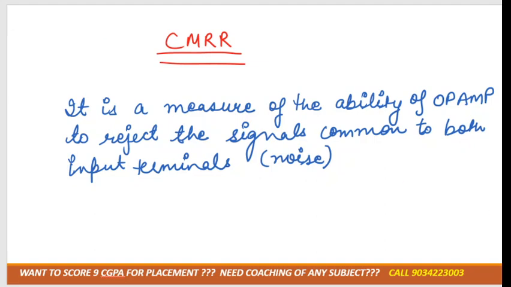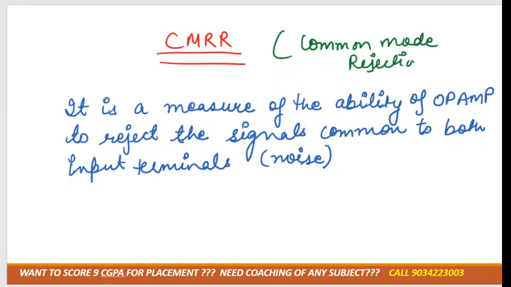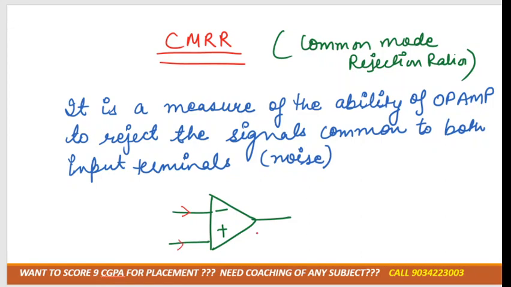See, what is CMRR? CMRR is known as common mode rejection ratio. Okay, what is exactly the CMRR? It is basically the measure of the ability of the op-amp to reject the signals which are common to both the input terminals. In an op-amp we have two input terminals. The signals which are common to the inverting input and the non-inverting input would not be passed through the op-amp; they would be rejected by the op-amp.